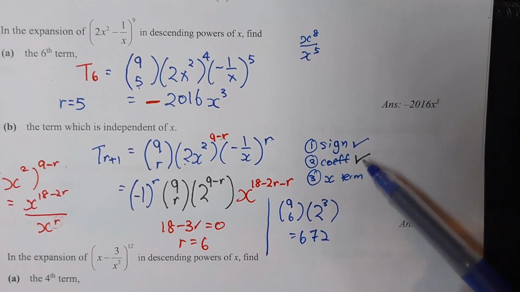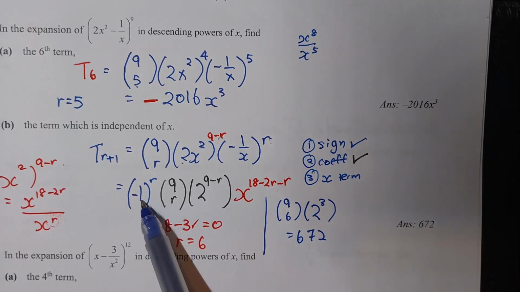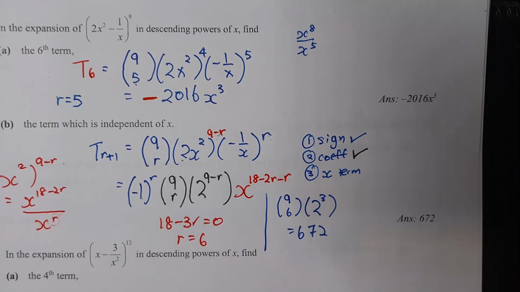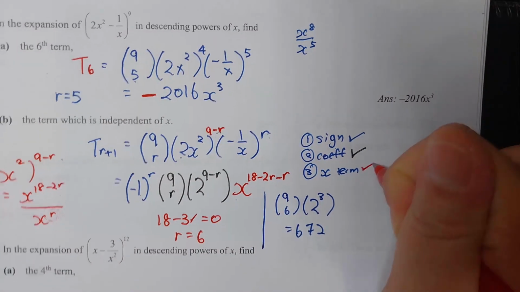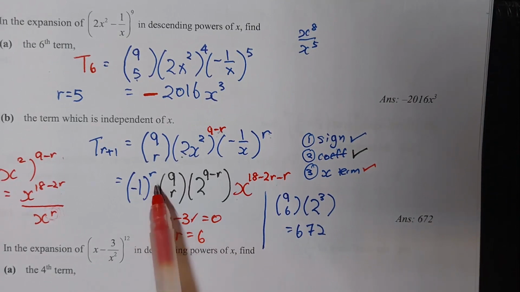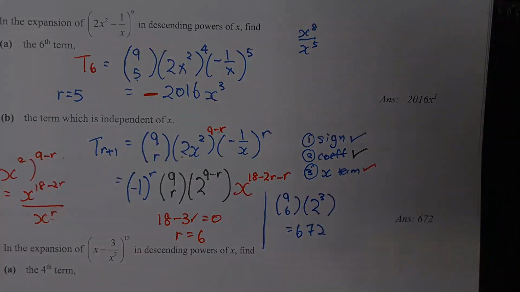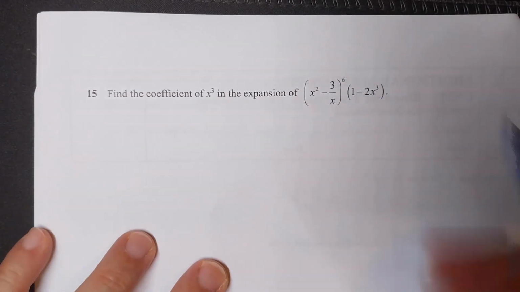All right, just follow these steps. Take out the sign. So use negative 1 power r. The coefficient will be the black color part, and the x term will be the red color part. Find the value of r, sub it back in, and you'll find the term independent of x. Now let's just look at this next question here.